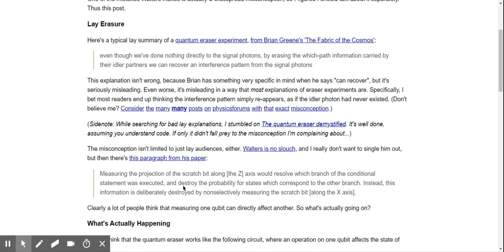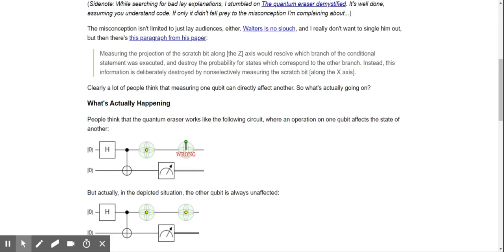Measuring the projection of the scratch bead along the z-axis would resolve which branch of the conditional statement was executed and destroy the probability for states which correspond to the other branch. Instead, this information is deliberately destroyed by non-selectively measuring the scratch bead along the x-axis. Clearly, a lot of people think that measuring one qubit can directly affect another. So what's actually going on?